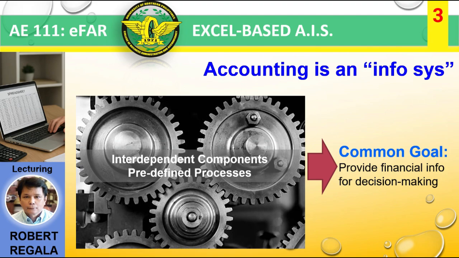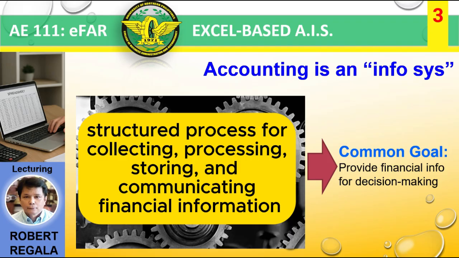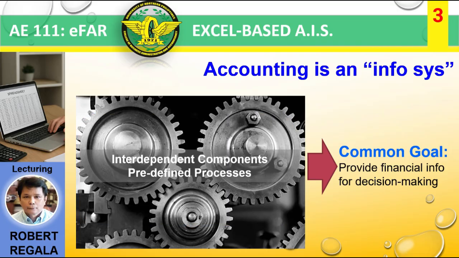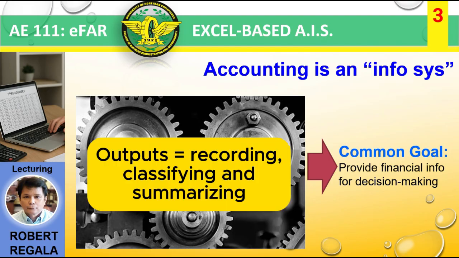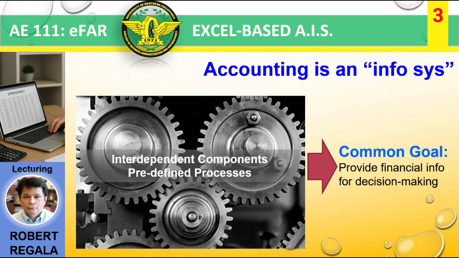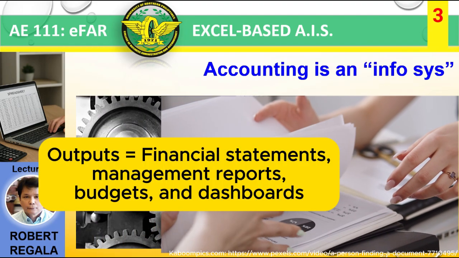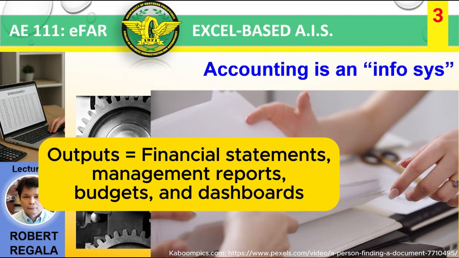Accounting is described as an information system because it is much more than just recording numbers. It is a structured process for collecting, processing, storing, and communicating financial information to help people make decisions. Just like any other information system, accounting has inputs, processes, and outputs. Inputs are primarily the source documents, such as invoices, receipts, payroll records, and purchase orders. Processes include recording, classifying, and summarizing these inputs using accounting rules and tools. Outputs are the financial statements, management reports, budgets, and dashboards that provide useful insights.